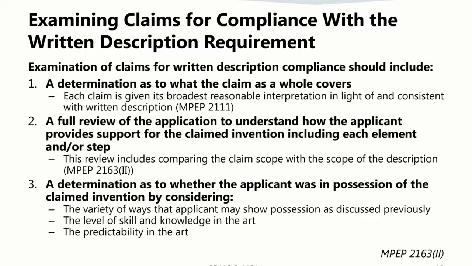Examining patent claims for compliance with the written description requirement should include: Number 1. Determining what the claim as a whole covers. Number 2. Reviewing the application in full to understand how the applicant provides support for the claimed invention, including each element and/or step. And number 3. Determining whether the applicant was in possession of the claimed invention.